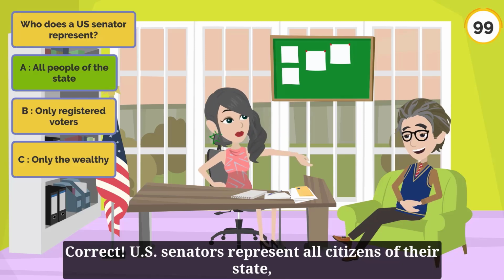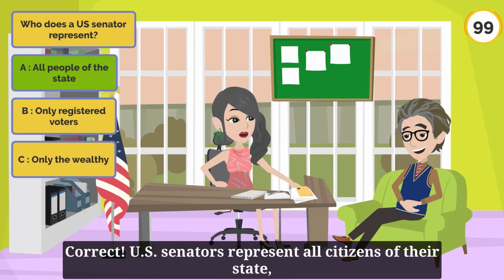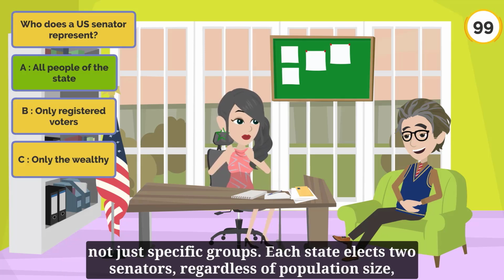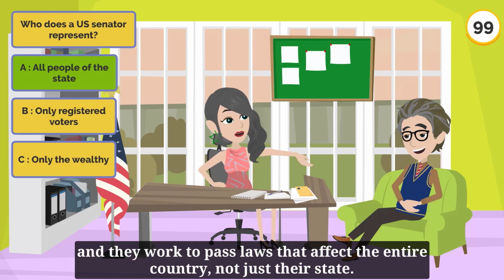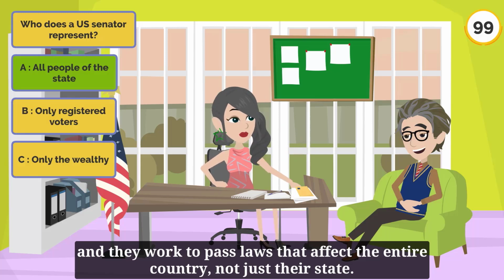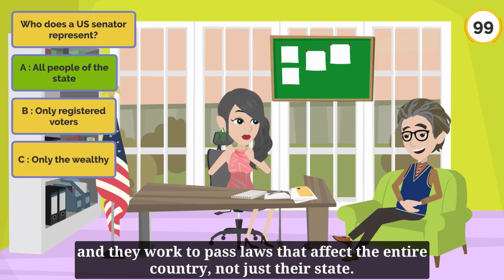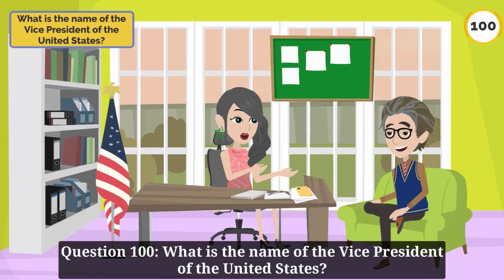Correct. U.S. senators represent all citizens of their state, not just specific groups. Each state elects 2 senators, regardless of population size, and they work to pass laws that affect the entire country, not just their state.